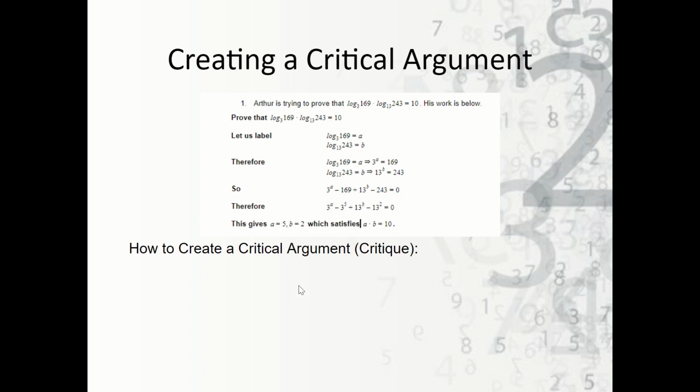So how do we create a critical argument? First thing we do is state how he did it. So we're going to talk about what he did. So what are the steps that Arthur did to get from here all the way down to here?